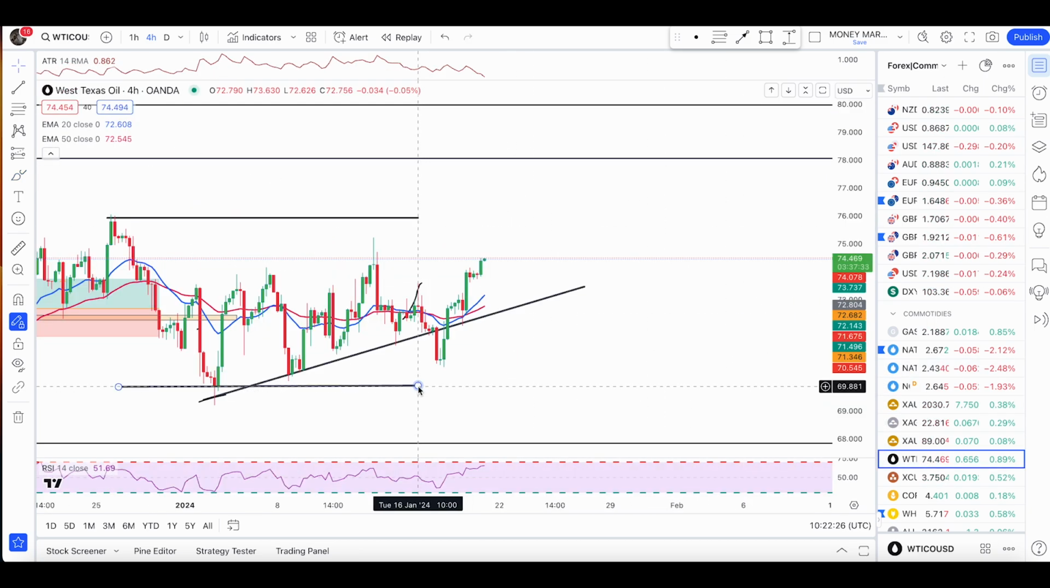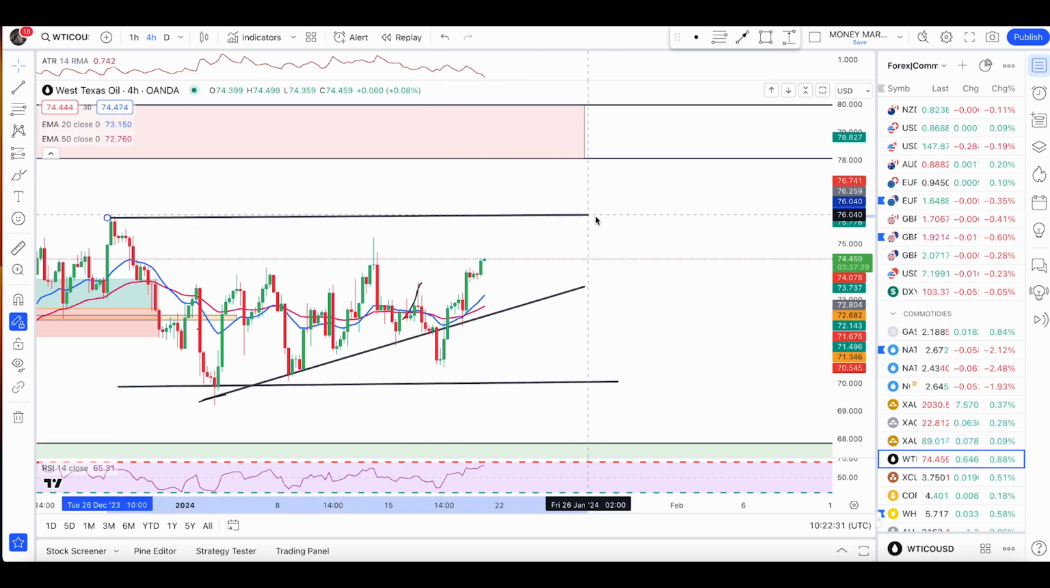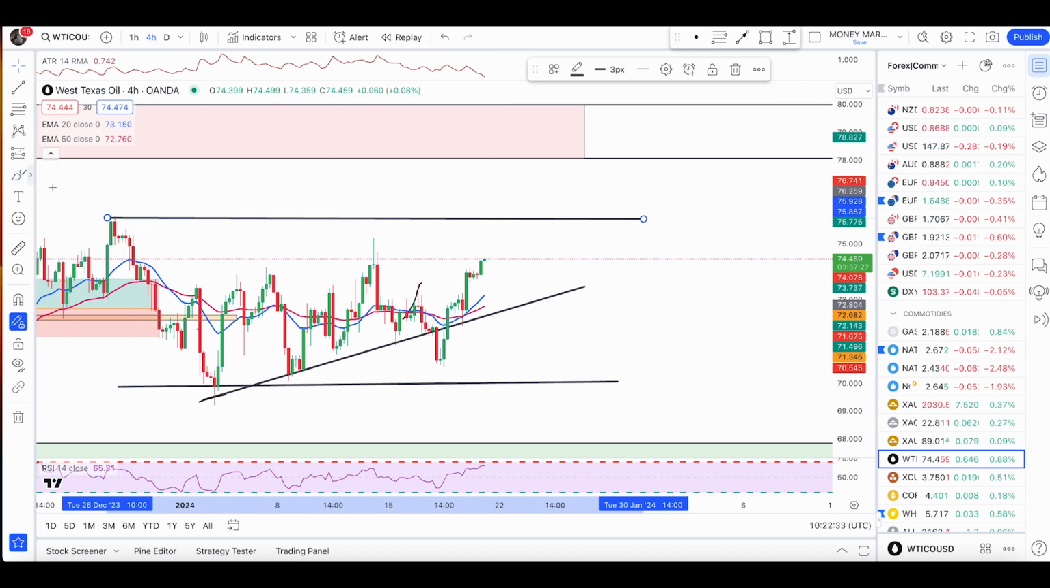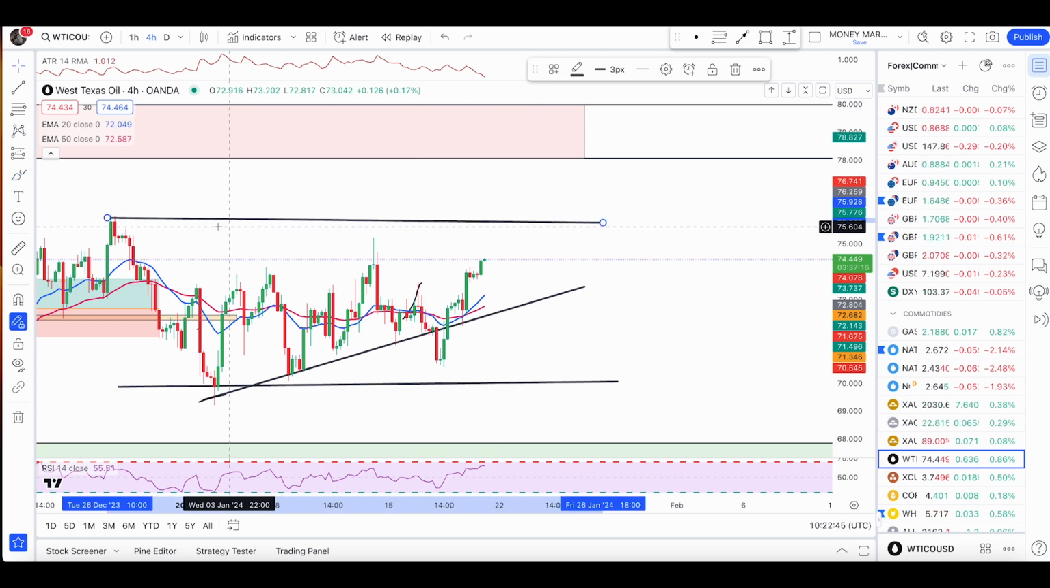Next one, we have crude oil. It's now pushing up, and as you can see, we are still within the range. If you remember my last few videos, I've said that we can still get a range for a couple of days, a possible bounce from this trend line, and as you can see, we had a little fake out and then the price pushed back up. So all I want to see is a break above this previous high.